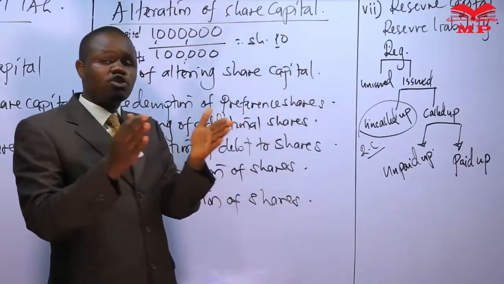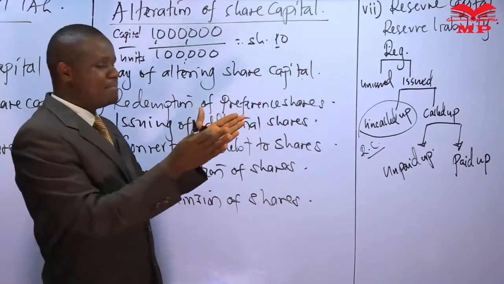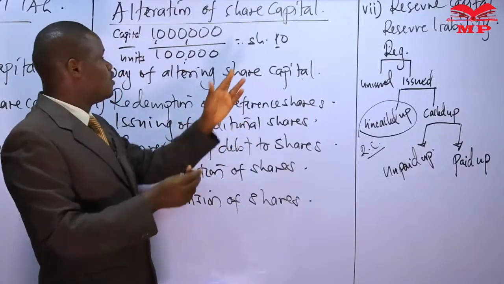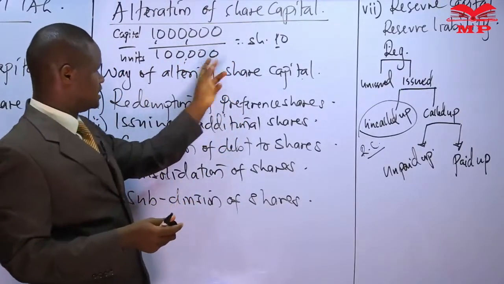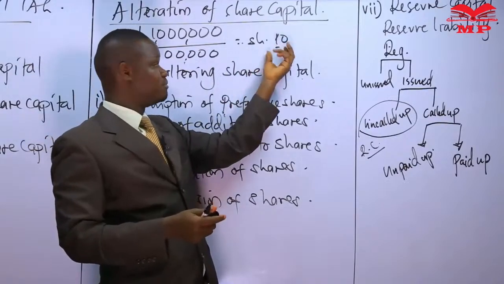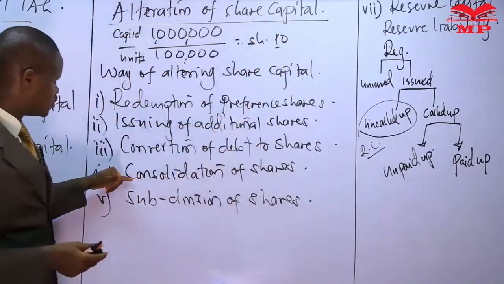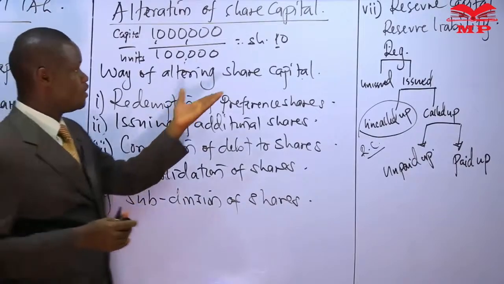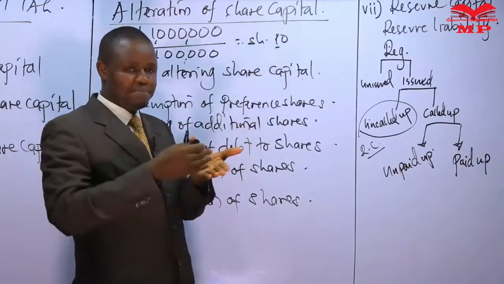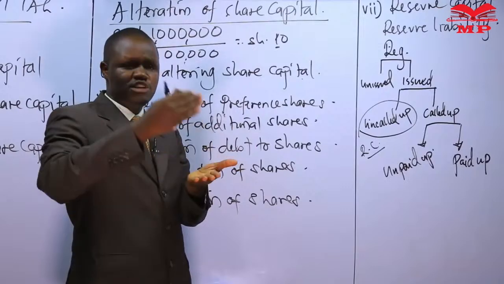The company would have consolidated the shares, merged them up, two to become one, where now the number of shares, the units drop by half to 50,000, then the value per share goes up from 10 to 20. Now that's a consolidation. The reverse is the subdivision of shares, where we have the present shares being divided into smaller units.